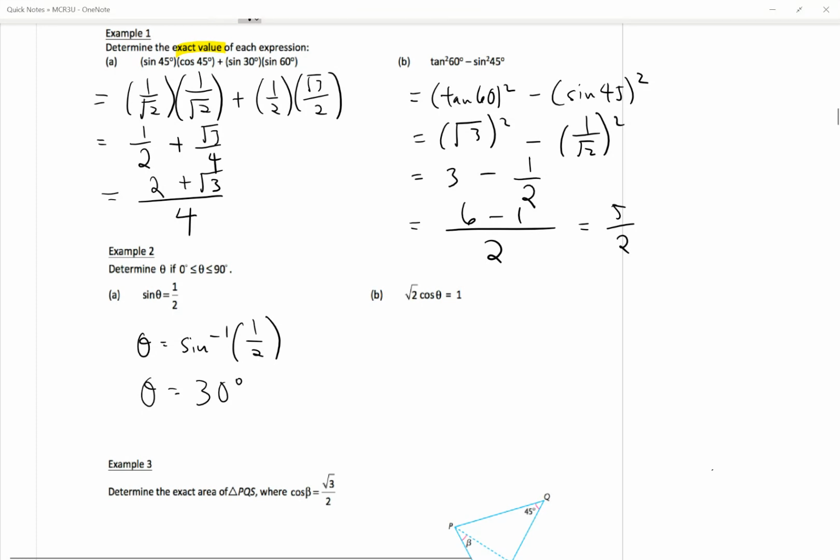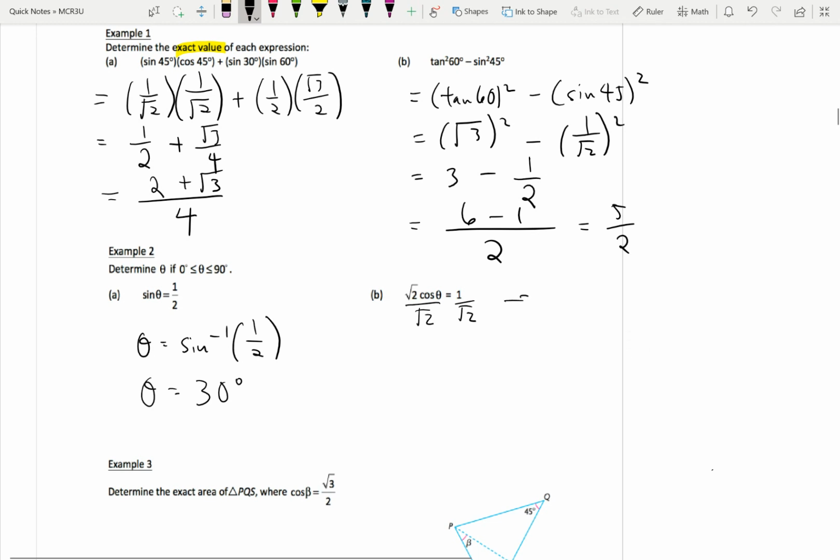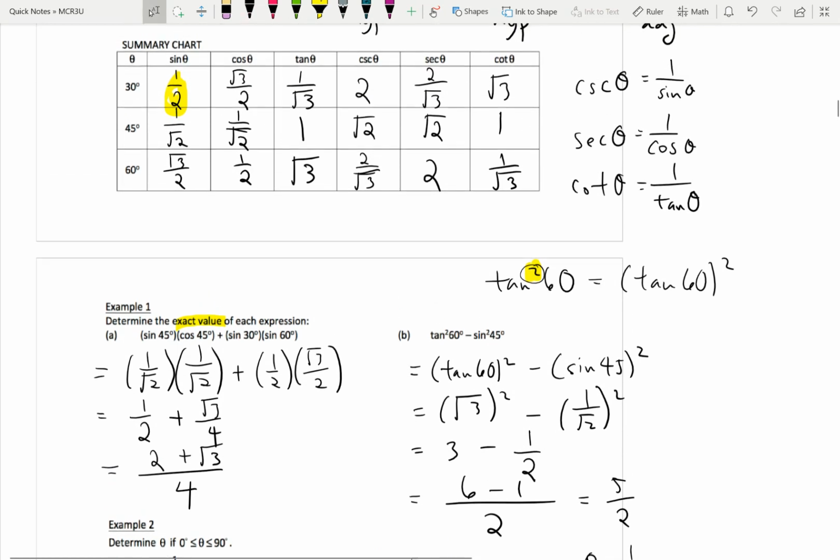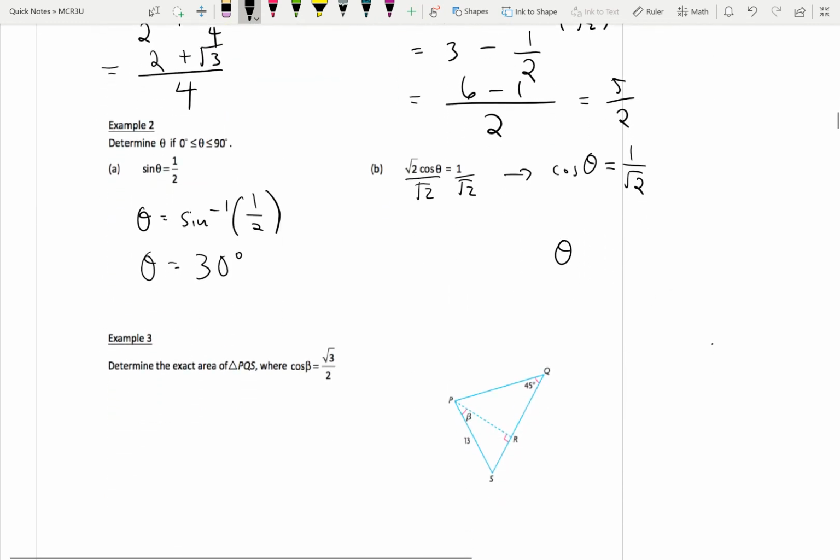Next, you can see that the root 2 is in front of the cos theta. And so to rewrite it, what we have to do is basically divide both sides by root 2. And doing so means that you now have cos theta equaling 1 over root 2. Okay? So which angle do you get with a ratio of 1 over root 2? Let's look at our chart again. And we can see quite clearly that cos theta with a ratio of 1 over root 2 is 45. So that means my angle is equal to 45 degrees.